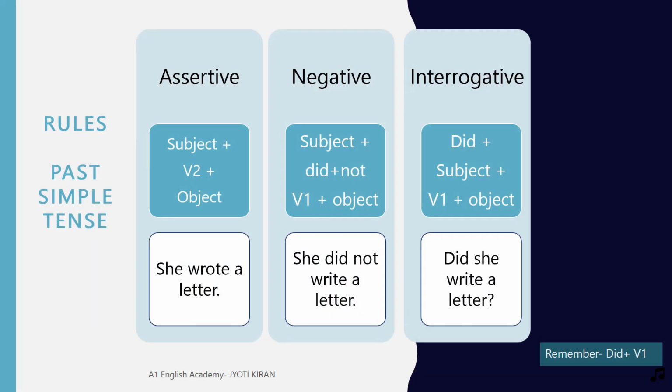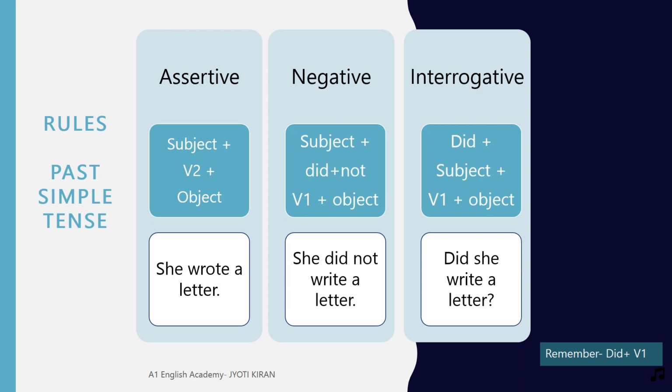These are the rules which we use while using past simple tense. For assertive sentences with subject, we use the second form of verb, then object. See the example. She wrote a letter. She is the subject, wrote is the second form of verb, and then object is a letter.